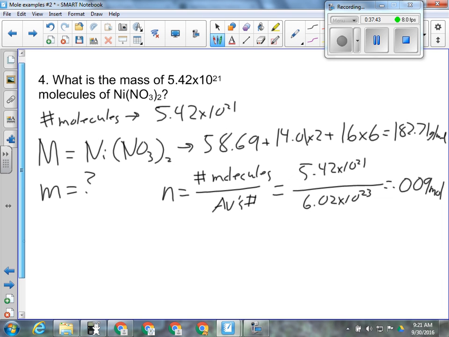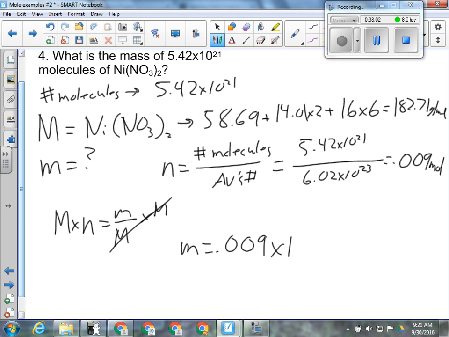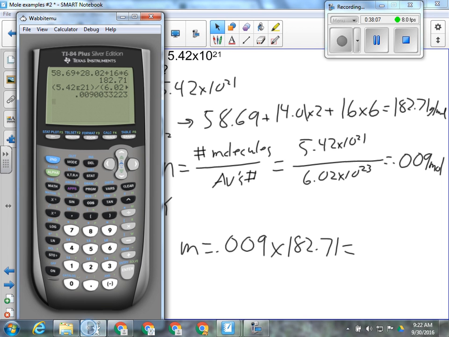Now I can use the mole equation because I have n and I have big M. So n equals little m over big M. To get little m by itself, I'm going to multiply both sides by big M. So little m is going to be 0.009, the number of moles, times the molar mass, 182.71. All right, I have 1.64 grams of this stuff.